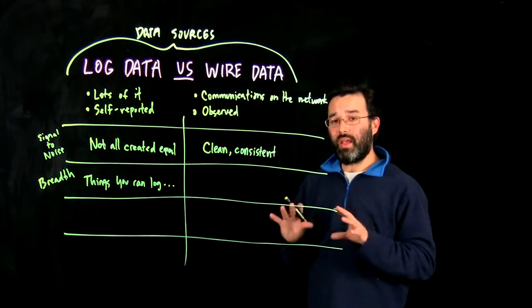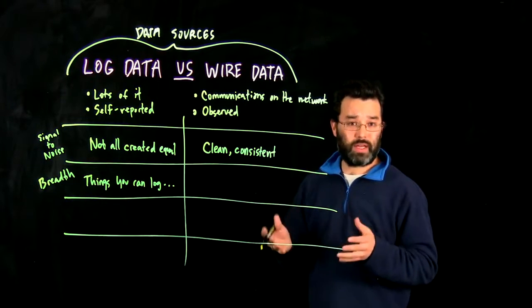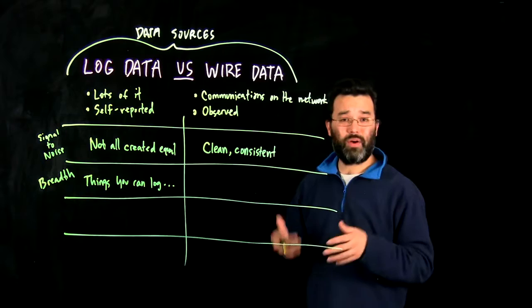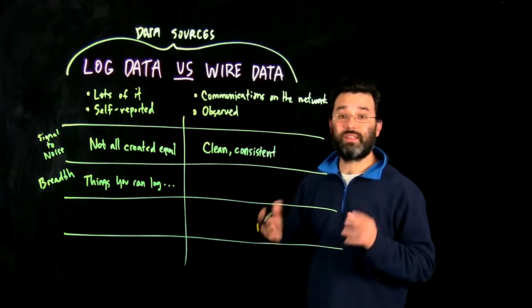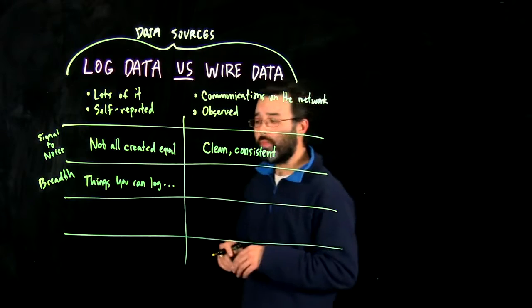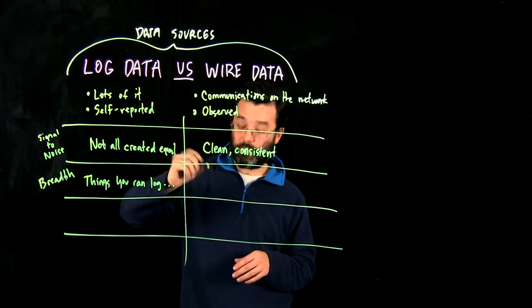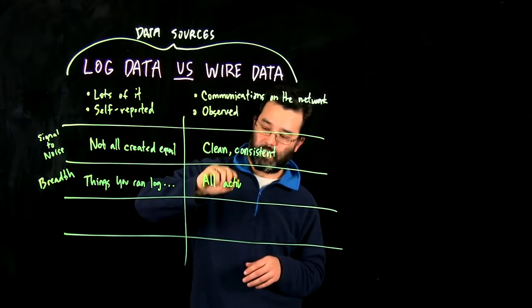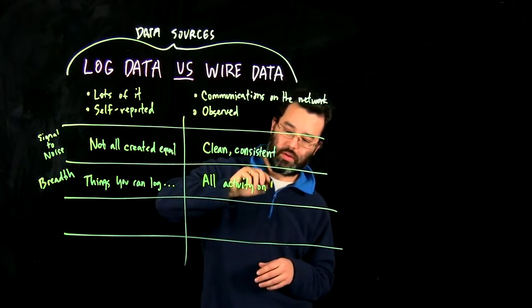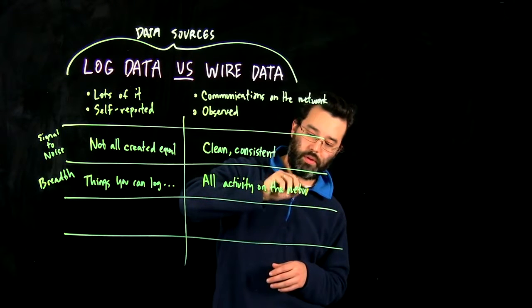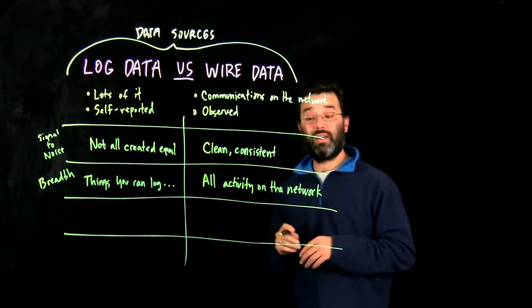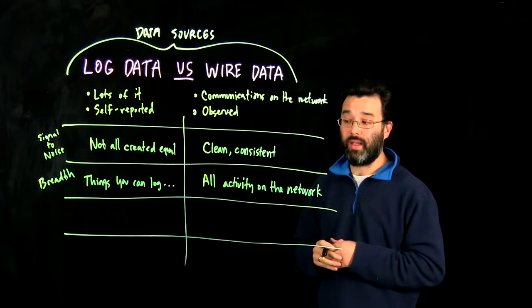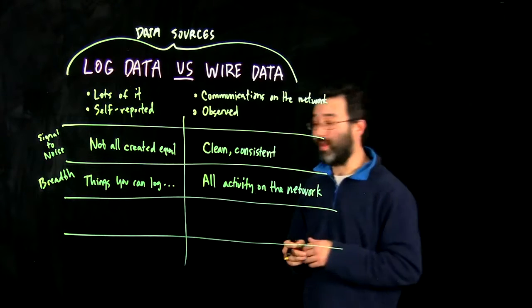And also, you can't install forwarders everywhere. You can't install forwarders on a load balancer or a firewall, for example. And especially as you start to think about the Internet of Things, a lot of those devices are not going to have logging enabled. Whereas wire data is all activity on the network. So that really includes everything that you care about. I mean, if it's not communicating on the network, do you really care about it? And so I'll just leave it at that.